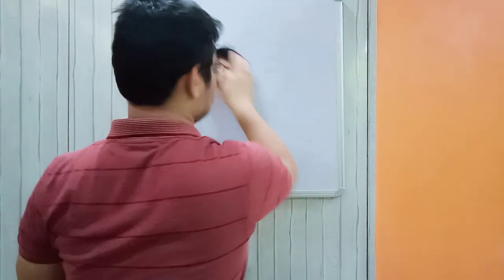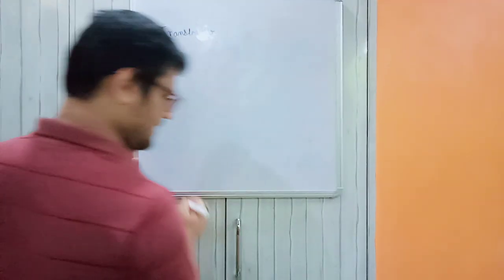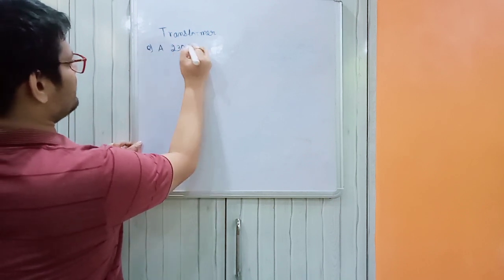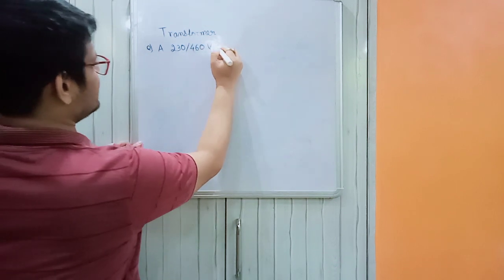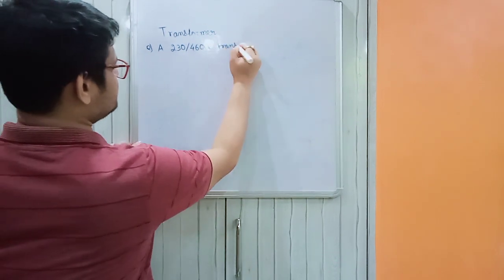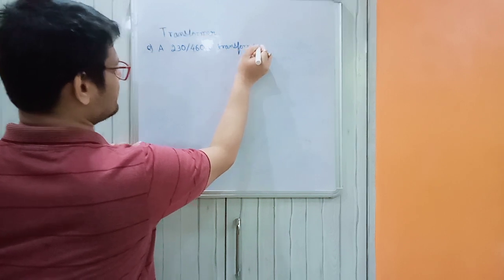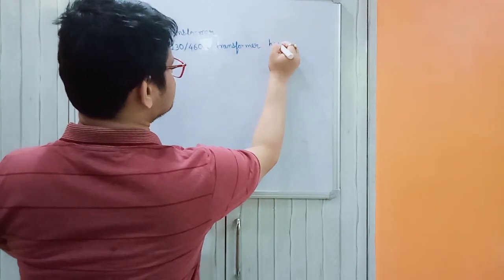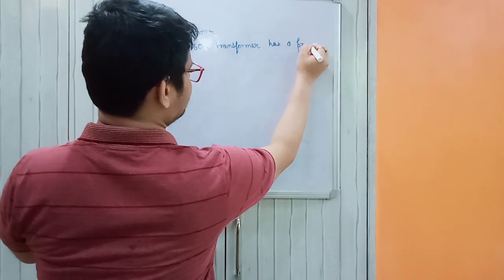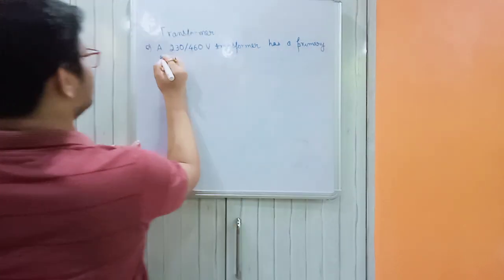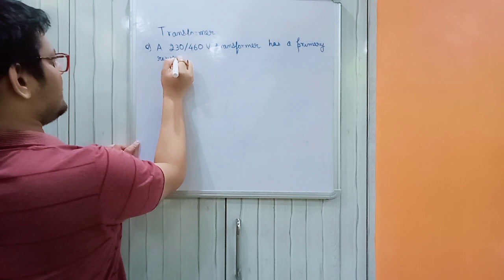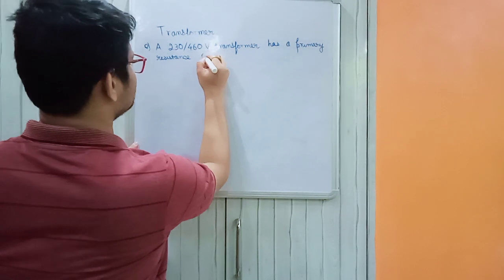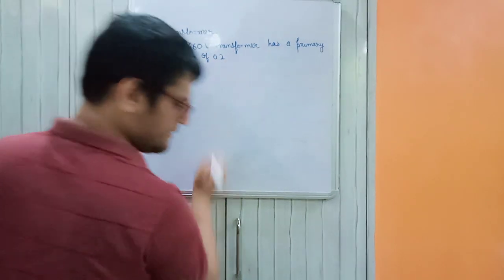Now I'm going to the next part of the question: a 230 by 460 volt transformer has a primary resistance of 0.2 ohm.